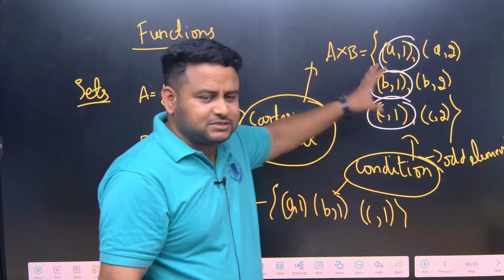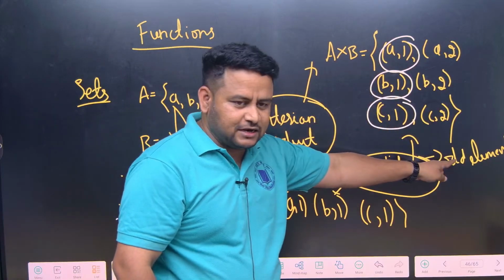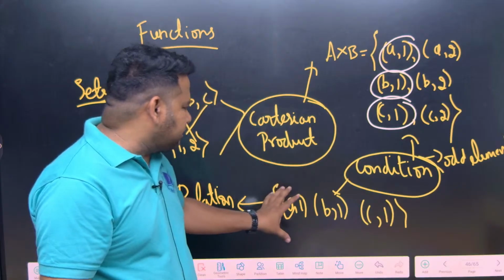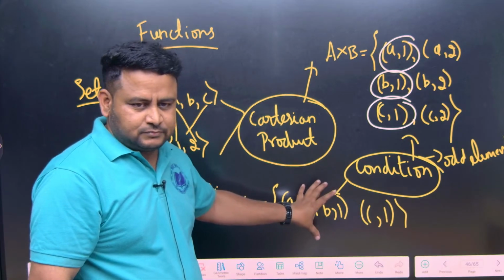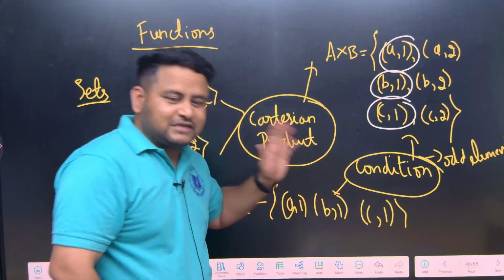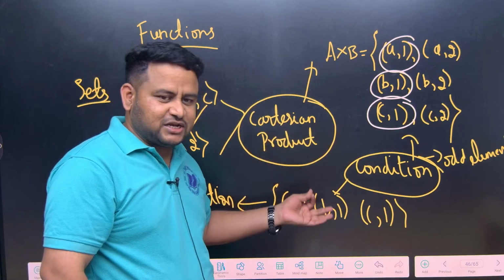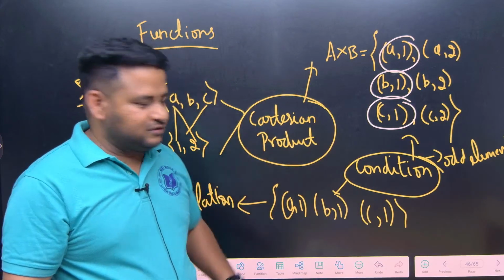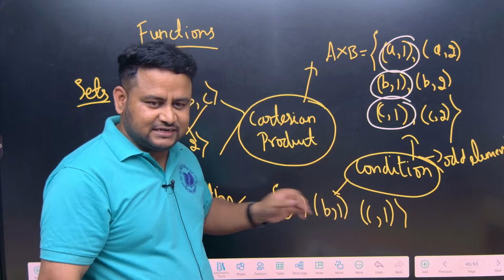For that you applied a specific condition. The condition is what? I applied odd elements. Okay, then I got something called a relation. For this again, if I apply some special condition, what I get is a function.